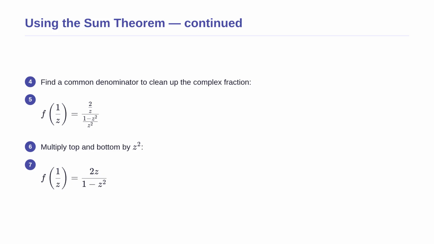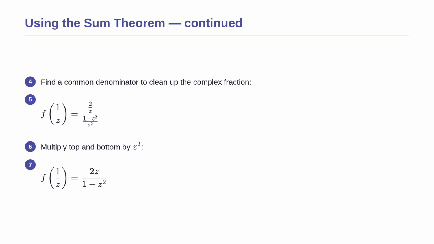Continuing our algebra, we need to clean up this expression by finding a common denominator for the bottom part. The denominator becomes 1 minus z squared all over z squared. By multiplying the top and bottom by the squared variable, we clear out the internal fractions. This leaves us with a much cleaner standard rational function, 2z over 1 minus z squared. This simplified function represents our original function viewed from the perspective of infinity.